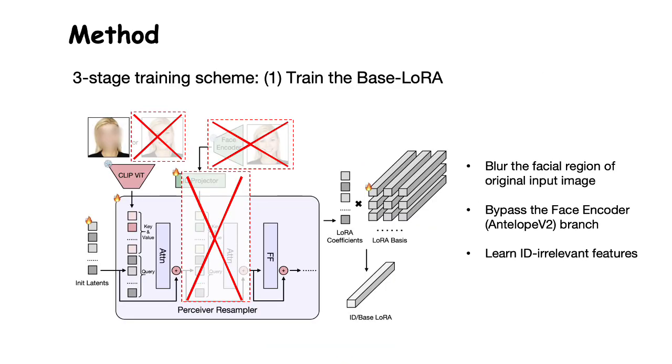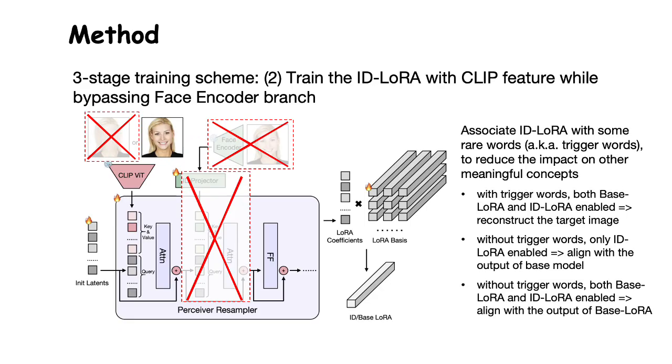We propose a three-stage training scheme to train HyperLoRA. The first stage is to train the base LoRA. We blur the facial region of the original input image before feeding it into the CLIP ViT, and bypass the AntelopeV2 face encoder branch, making base LoRA learn ID-irrelevant features. The second stage is to train the ID LoRA with CLIP feature. The perceiver resampler for ID LoRA is different from the one for base LoRA. We feed the cropped region of the face into the CLIP ViT and bypass the face encoder branch.